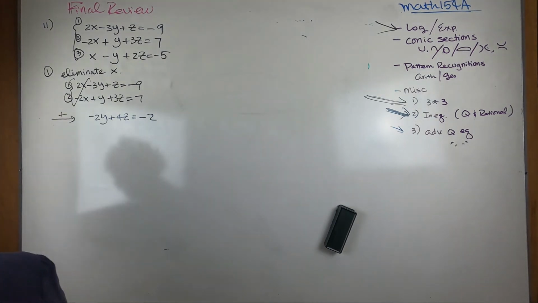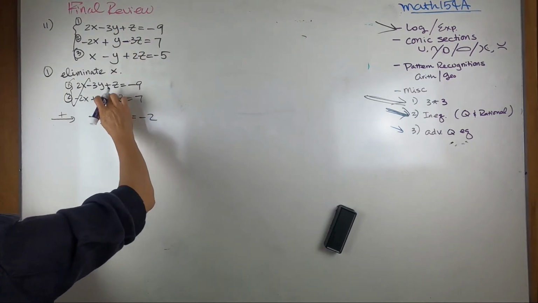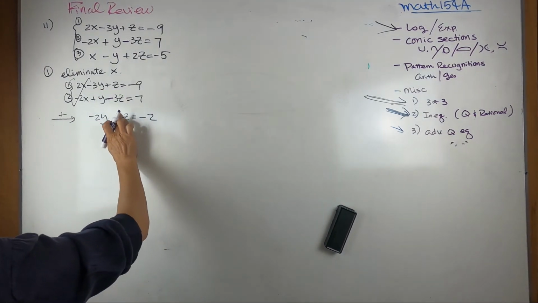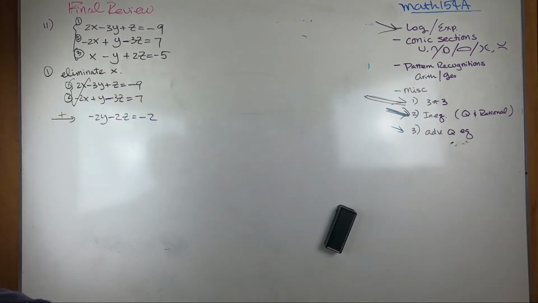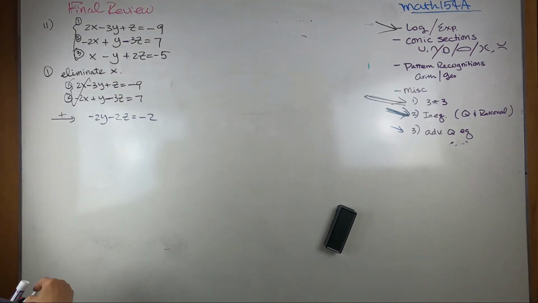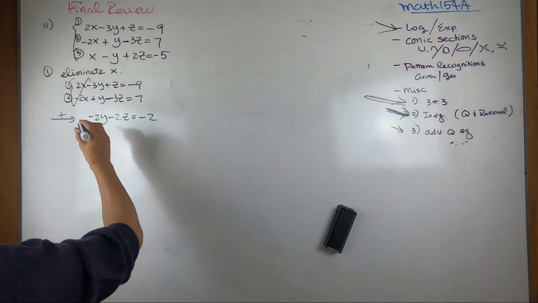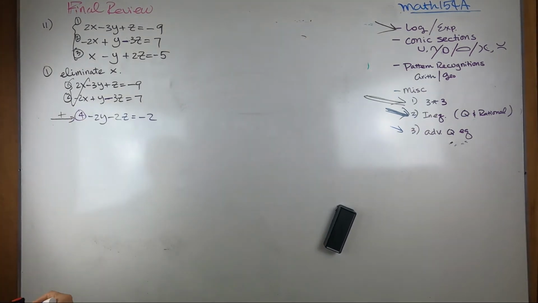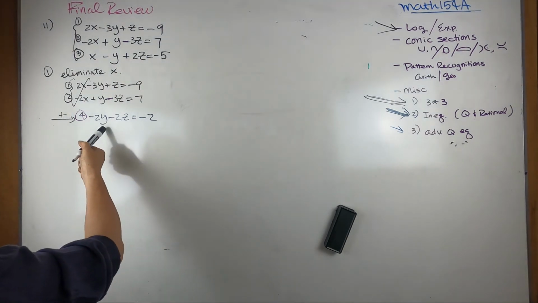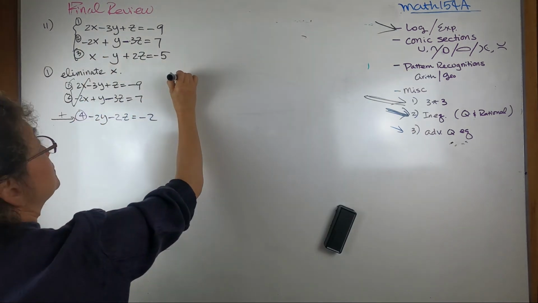Take a look at your paper. This one is what? Minus. This one is what? Minus. If so, here should be what? Minus 2z, right? So that would be my new equation from 3 variables to 2 variables. So that's my new equation. Then I need 2 of them, 2 equations, right? 2 by 2.